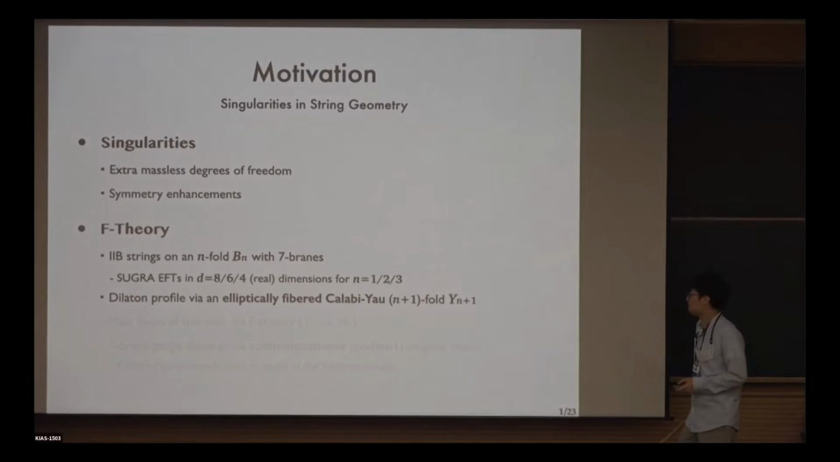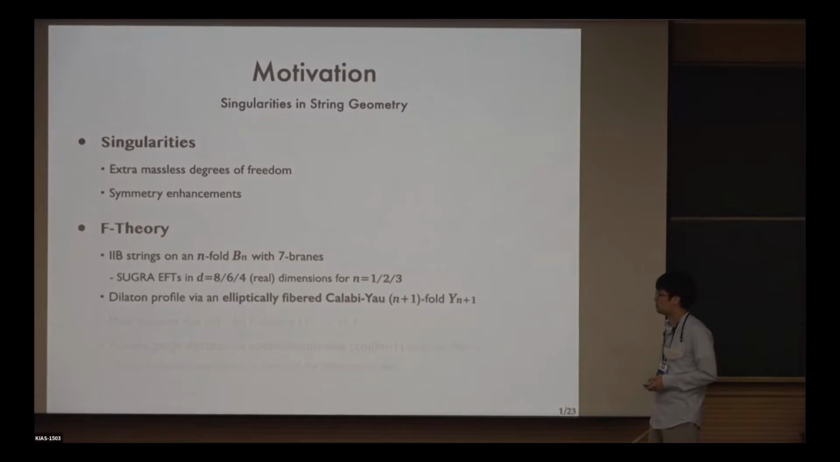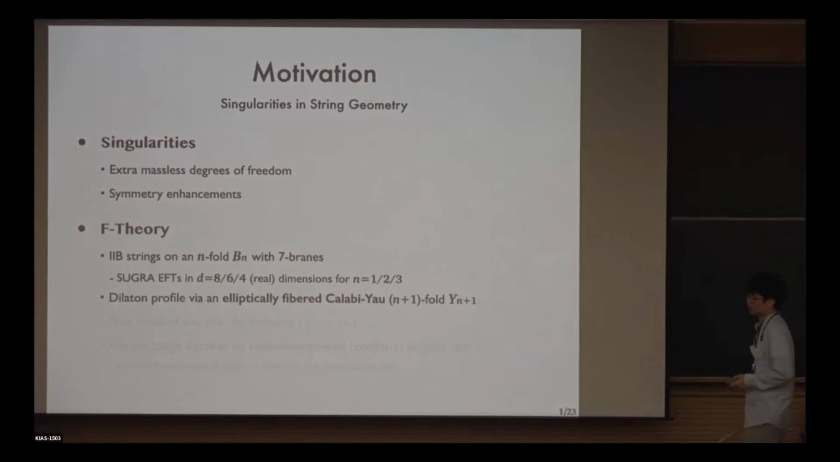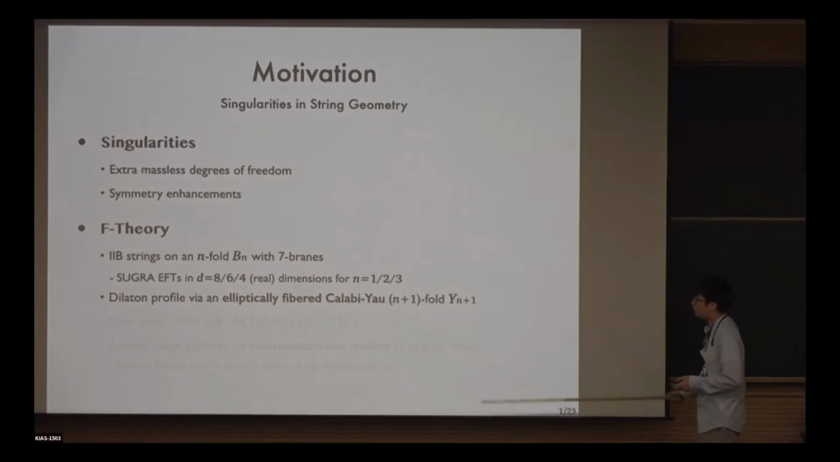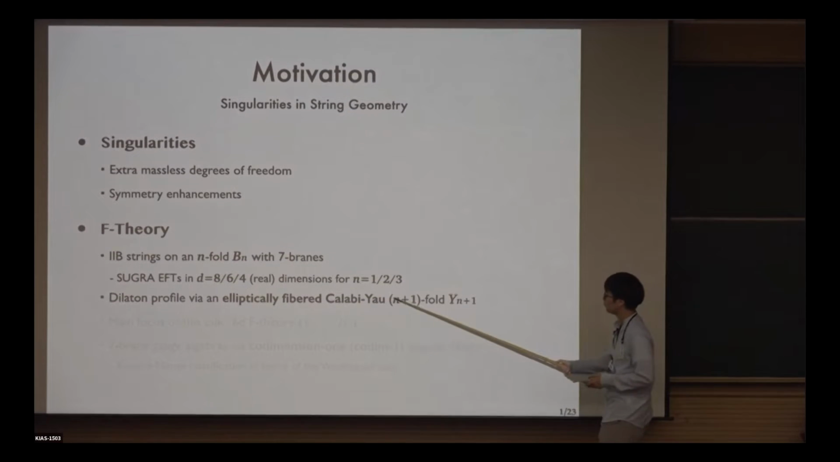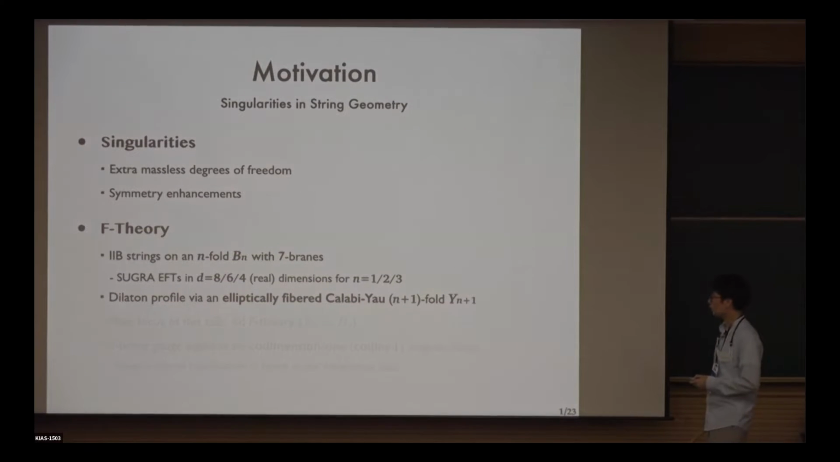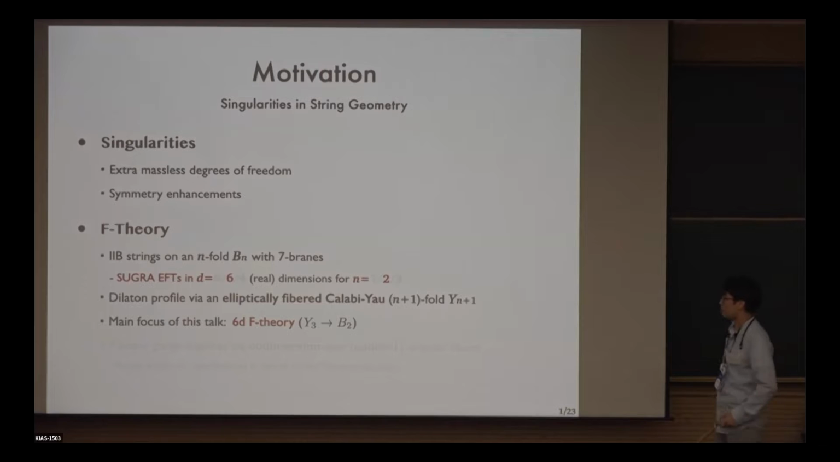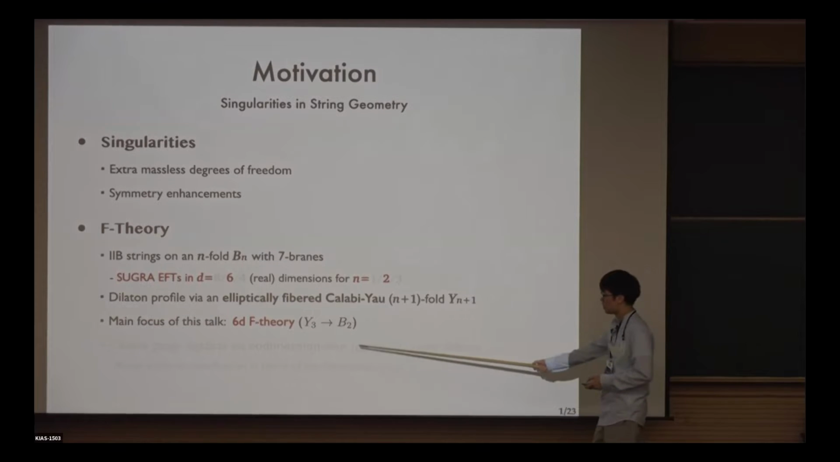What's so nice about F-theory is that the dilaton profile sourced by these 7-branes is in one-to-one correspondence with the geometry of an elliptic fibration over this internal space Bn, whose total space is a Calabi-Yau n plus 1-fold Y in one complex dimension higher. And the main focus of this talk will be on 6d F-theory, described by the geometry of elliptic Y3 over B2.